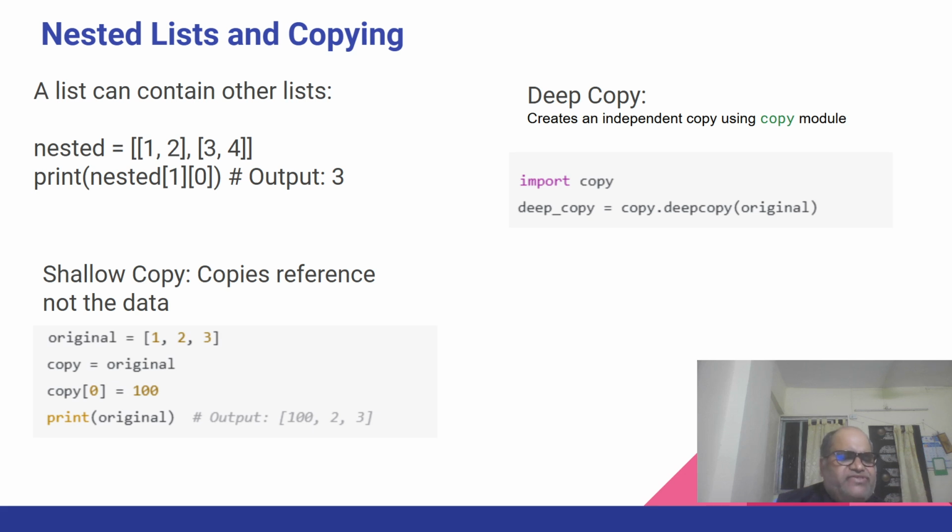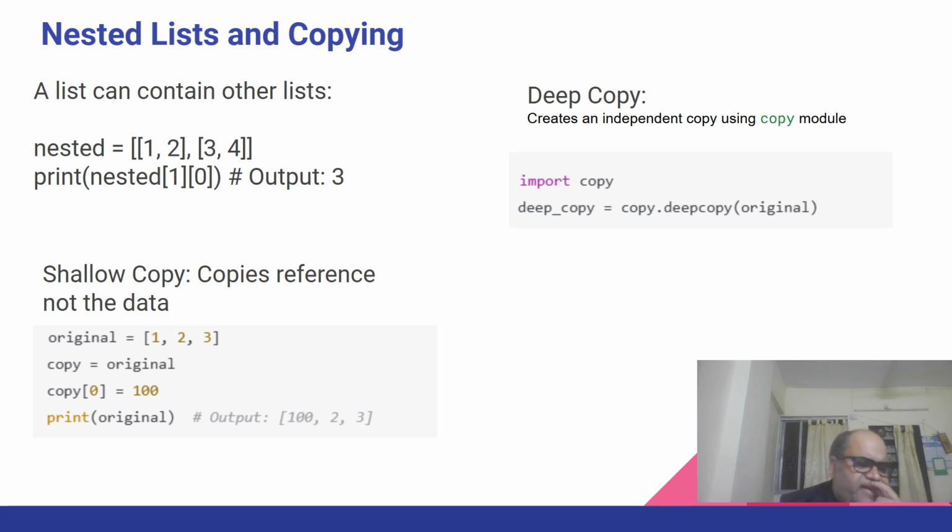Shallow copy. It copies the reference, not the data. If your original is 1, 2, 3, and you assign original to copy, and you modify the 0th element as 100, right, what happens? Your original also gets modified. Very important, right? Whenever you are doing an assignment operation, a shallow copy is happening.